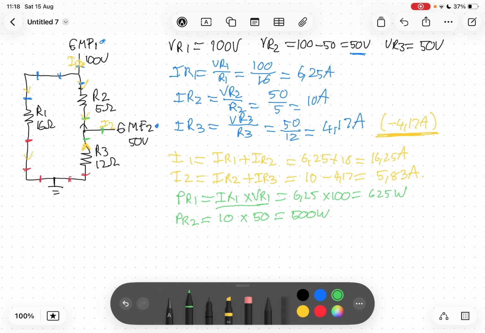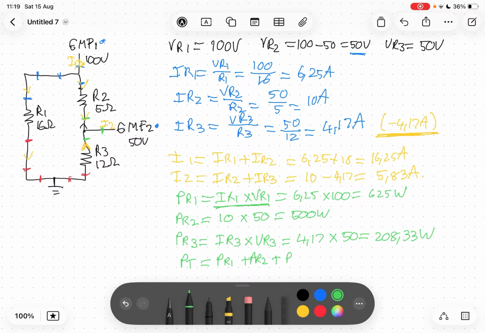Just remember to always put in the formula you're going to use. I just missed it there by accident. So resistor power for resistor 3, PR3, is IR3 times VR3, and this will equal 4.17 times 50, and this would equal 208.33 watts.